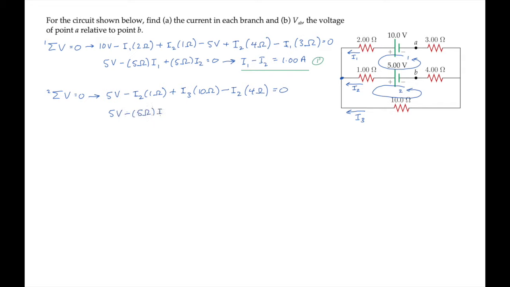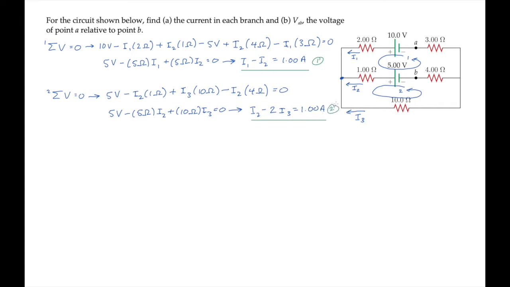We again collect like terms and divide by 5 ohms to find that I2 minus 2I3 equals 1 amp. I'll underline that in green and call it equation 2.